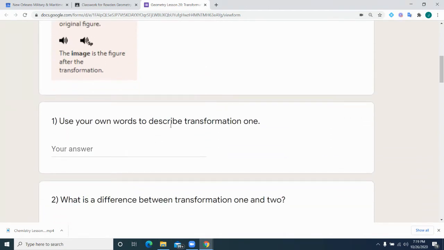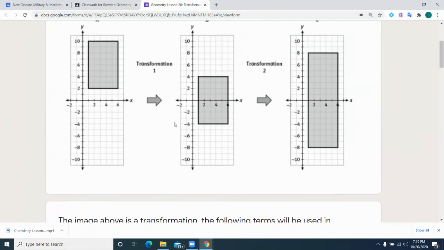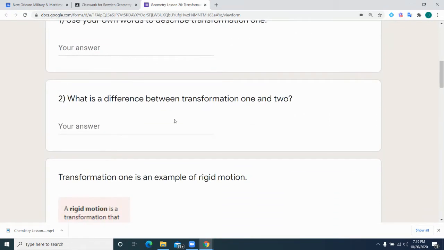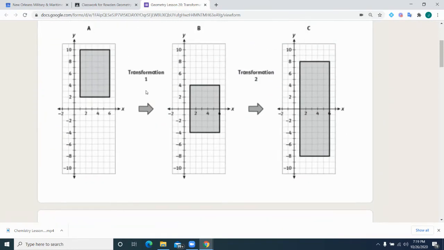Use your own words and describe transformation 1. What's happening to this cube? And then, what's different in transformation 1 and 2? What's different when the cube goes from here to here, and from here to here? Hopefully what you've seen is that here, it's just sliding down, and that's how we get to this image. On this one, it's not sliding up or down, it's staying where it is, and then it's getting stretched. The top moves up while the bottom moves down. The middle stays right where it is when you go from B to C.